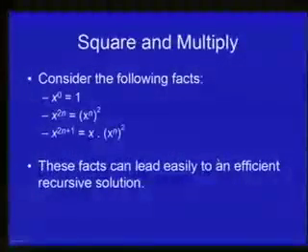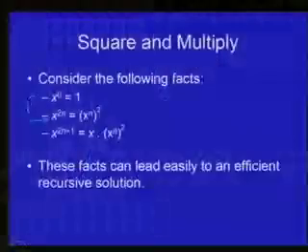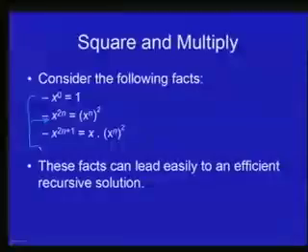Consider the following facts which all of us know about exponentiation. x to power 0 is 1 for any value of x. x to power 2n is the same as x to power n, squared, and similarly x to power 2n plus 1 is equal to x times x to power n, squared. And we can use these facts to very easily come up with an efficient recursive solution to this problem of exponentiation. To see what this algorithm will be, we have to simply utilize these properties that we just saw.